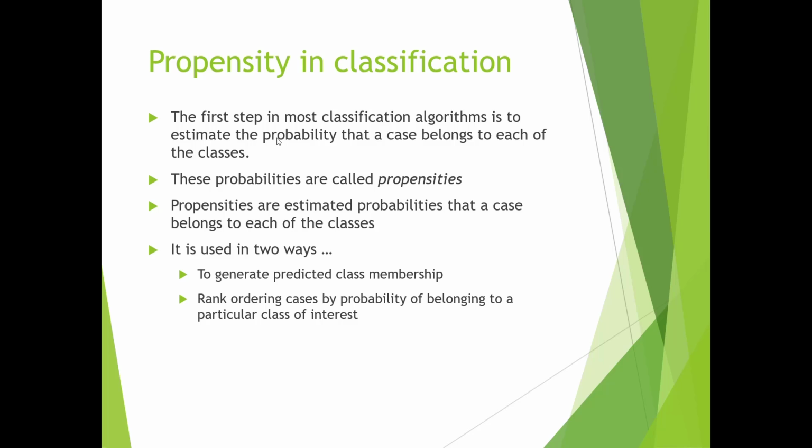One is to generate predicted class membership, which is what I described just now. You can set a cutoff point. It need not be 0.5. You can set a high cutoff point. I need the probability to be 0.7, then only I will say, okay, this is a success.